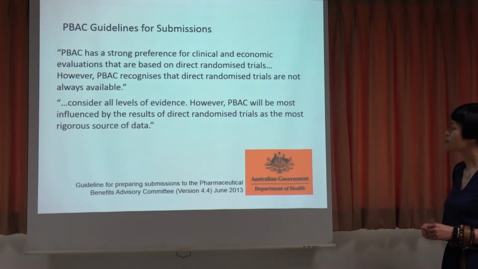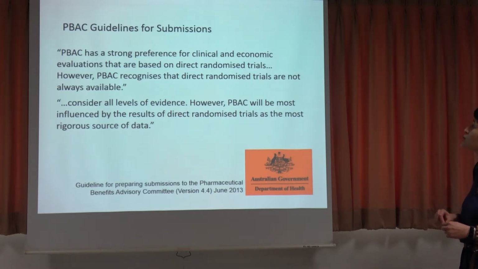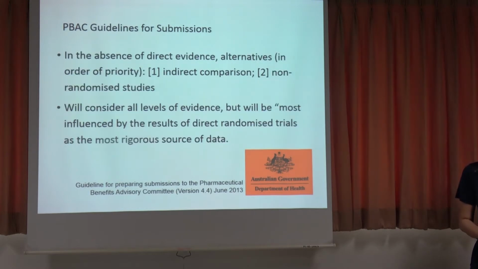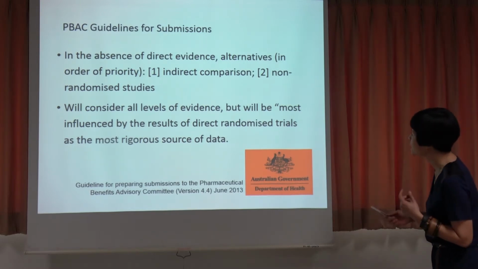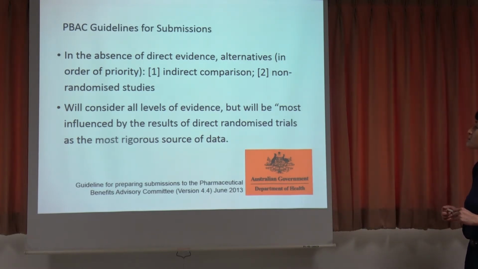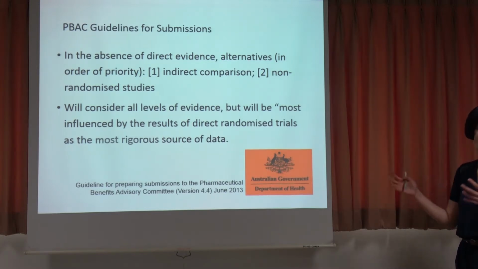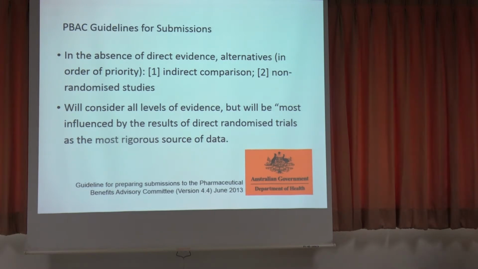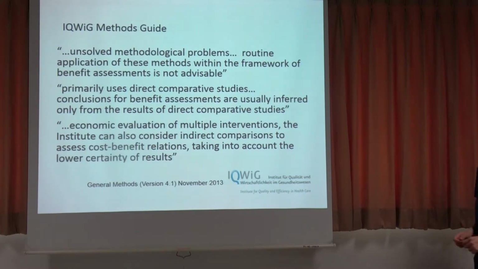In Australia, PBAC has a strong preference for clinical and economic evaluation based on direct trials, but they recognize that direct trials are not always available. They consider all levels of evidence, but PBAC will be most influenced by the results of direct randomized trials as the most rigorous source of data. In the absence of direct evidence, they rank indirect comparison over non-randomized studies. So there is a hierarchy that the Australian HTA prefers.